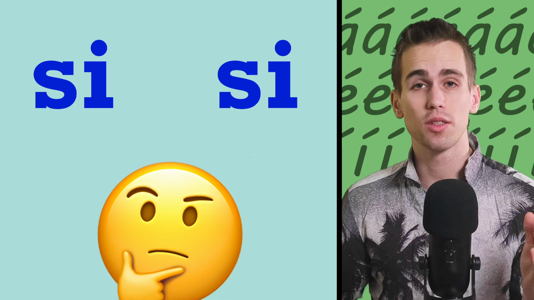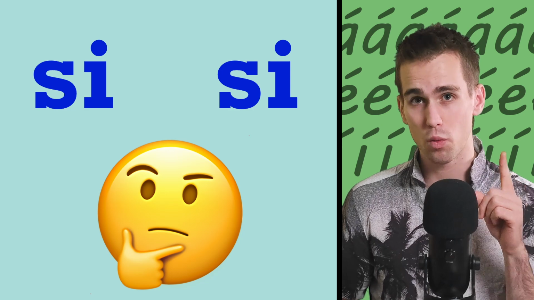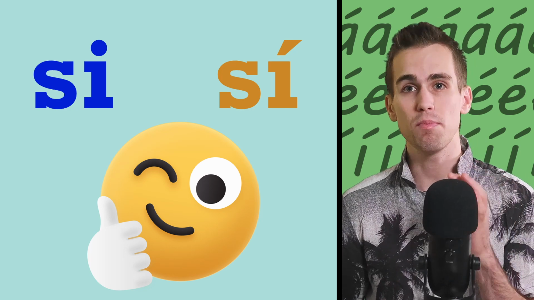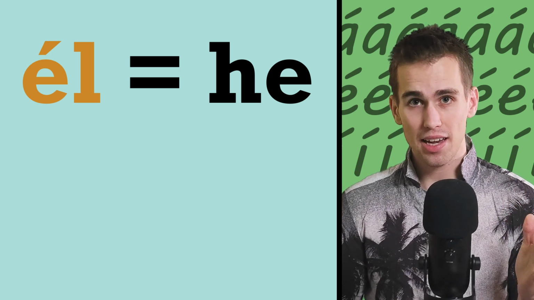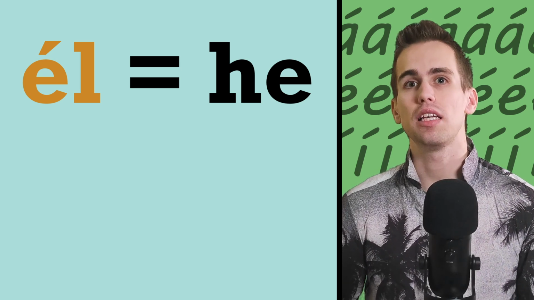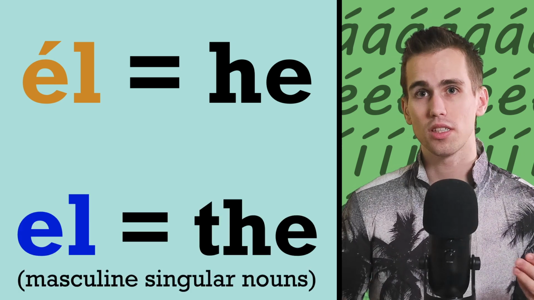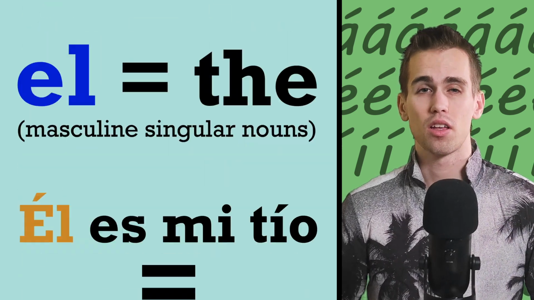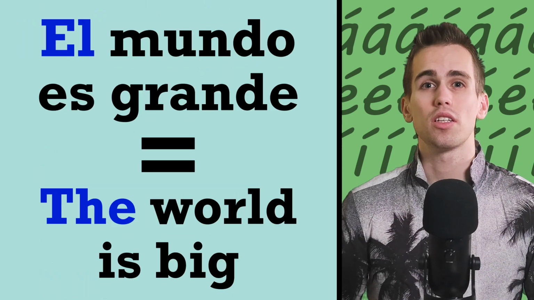One function of accent marks in Spanish is to distinguish between words consisting of only one syllable that are pronounced the same, and in this video we're going to learn some common word pairs and what they mean so that we don't confuse them. The first word pair is él with an accent mark, meaning he, and el without an accent mark, which is used with masculine singular nouns, meaning the. Él es mi tío. El mundo es grande.